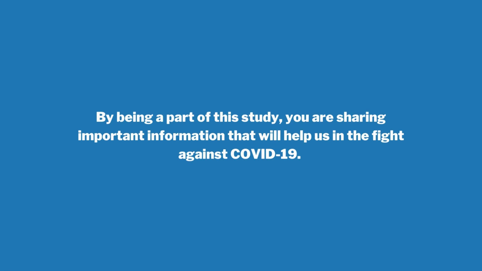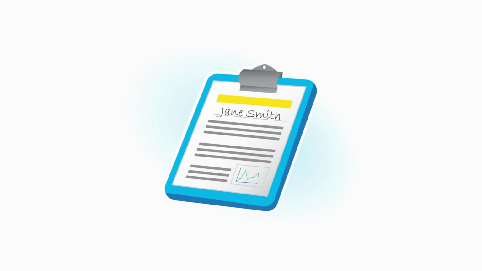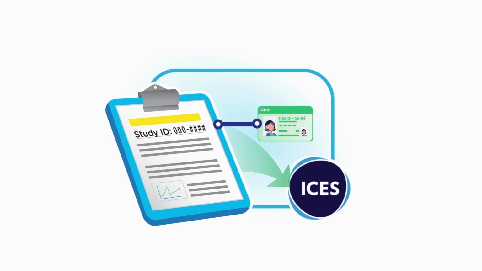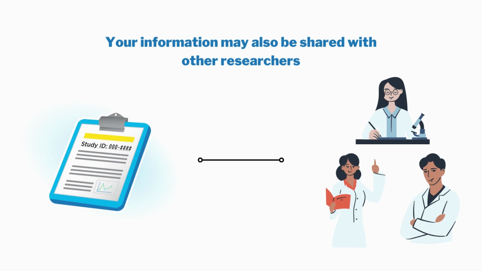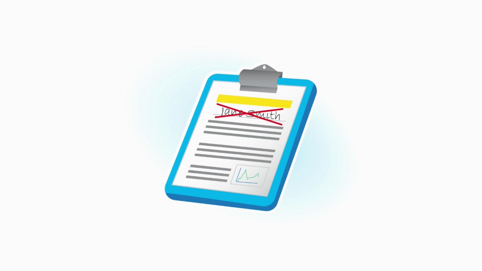By being a part of the study, you are sharing important information that will help us in the fight against COVID-19. Your sample and any information you provide us with for the mandatory activities will have a study ID assigned to it, and only the central research team will be able to link your information back to you. If you participate in the optional activities, your information will be shared with the people who link your study information to your health card and/or the research staff at Mount Sinai. Your information may also be shared with other researchers, but they will only have access to your study ID and not your name, meaning they will not be able to link your information back to you.